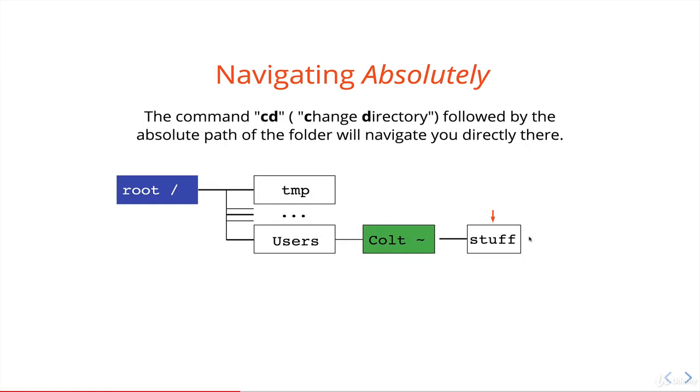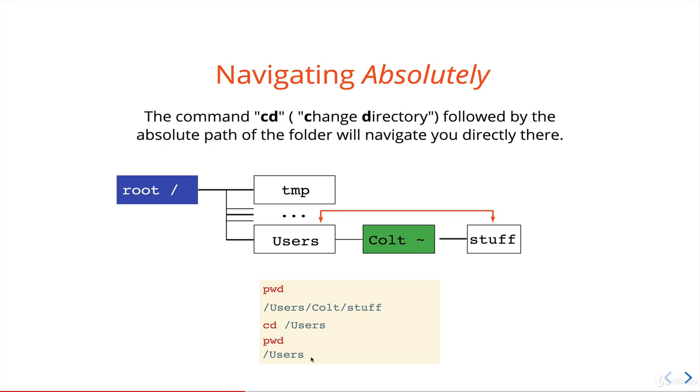So in this case, let's say that I am inside of the stuff directory. So if I typed pwd, I would see /users/cult/stuff. And if I wanted to move to the users directory from stuff, I could use the absolute path to find users. So that is /users. And I write cd space and then the path /users. And if I hit enter and then I use pwd, it will now show me I'm in /users. So this is again known as navigating absolutely.